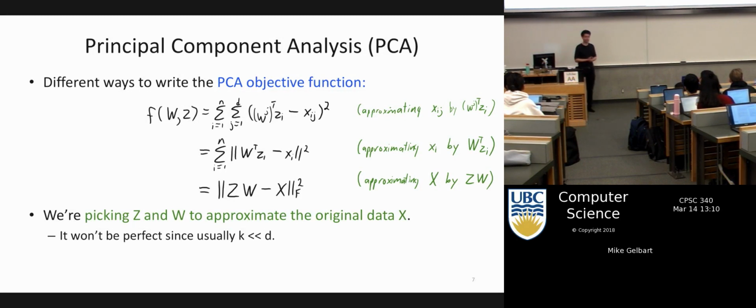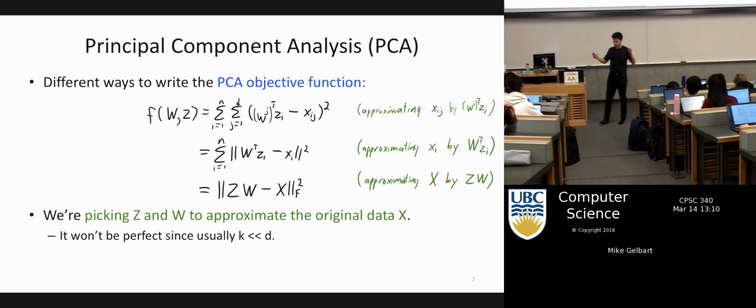So, some things to think about here. If k was equal to d, that was sort of this uninteresting case that we talked about last time. Then the subspace is just the whole space and nothing is interesting. So then this loss is going to be 0, because I'll just set z equals x, w equals identity. The difference between that will just be 0.